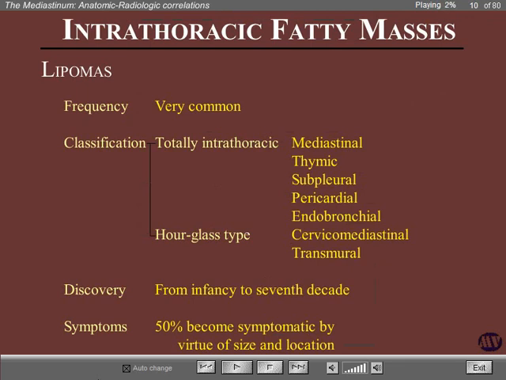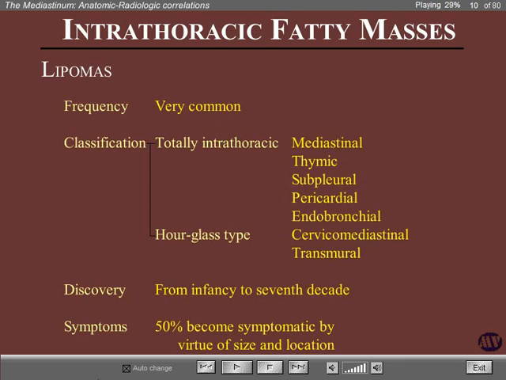Intrathoracic fatty masses include lipomas, which are among the most common soft tissue tumors in man. They can be classified as totally intrathoracic or hourglass type. The total intrathoracic can be mediastinal, can arise from the thymus, can be subpleural, pericardial, or endobronchial, and 88% of these patients are males. The hourglass type is cervical mediastinal.